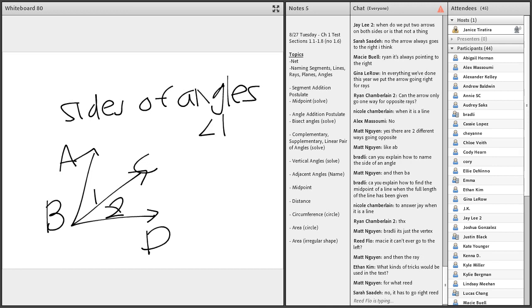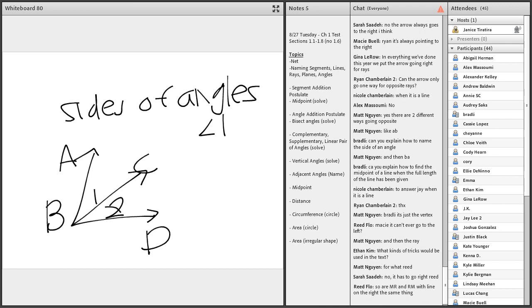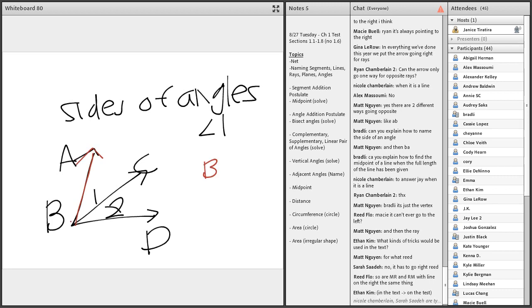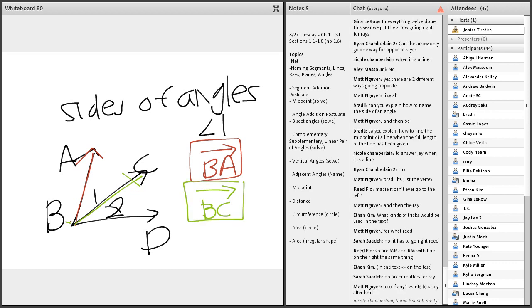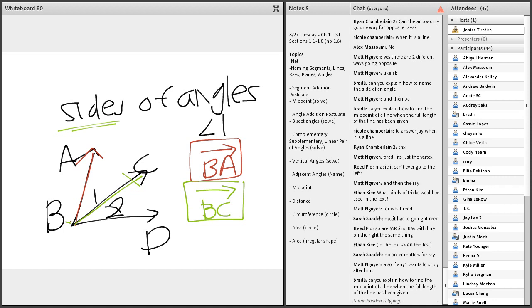So let's say, what are the sides of angle 1? Sides of an angle are rays. So here's the red one. The first answer is BA, arrow going left. That's one answer. And there's another answer I'm going to color in green. It starts at B, which is also called the vertex. You need to know that word, vertex. Those are your sides of the angle, okay? If I asked what are the sides of angle 2, then it would be the green one and the yellow one.